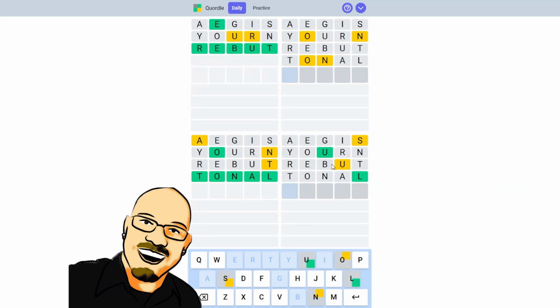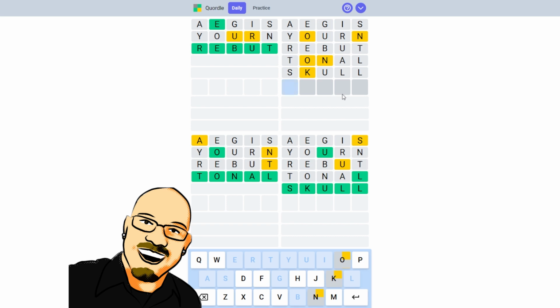Looking over here, thinking what could come in between a U and an L. There's no A in there, so we can't have something like dual. I think there's going to be a second L here. I think this S is going to go at the beginning. I'm going to guess the word skull. And skull it is. 3, 4, and 5. Can we keep this going?